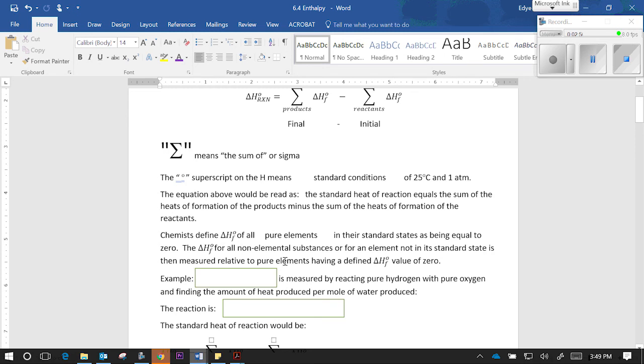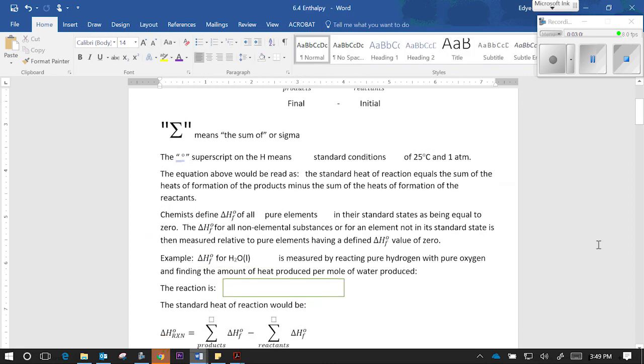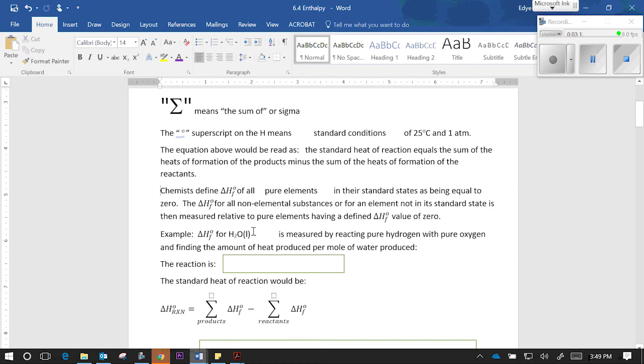We do a bunch of reactions, we measure the heat produced, and then scientists publish heats of formation for non-pure elements. Okay, so here's an example. We want to find the heat of formation for water. We measure this by reacting pure hydrogen and pure oxygen and finding the amount of heat produced per mole of water produced. The reaction looks like this: hydrogen gas plus oxygen gas makes liquid water. That little L just stands for liquid.